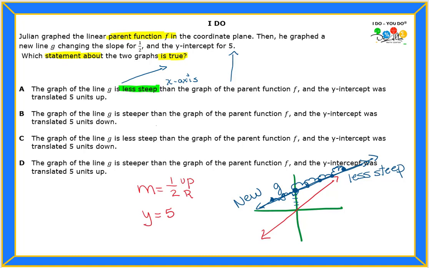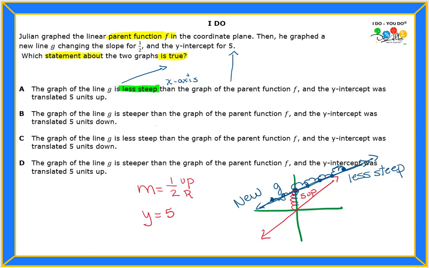And then it says, and the y-intercept was translated 5 units up. Is that true? Did it go up 5 units? Let's check it out. 1, 2, 3, 4, and yes, it is 5 up. So it looks like answer choice A is our answer. Is that right? Let's just check the other ones so that we can confirm.